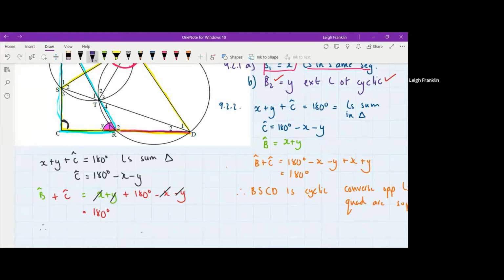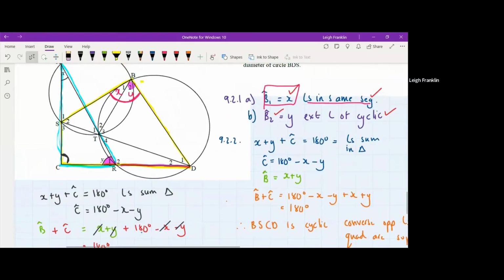Therefore, BSCD is cyclic, and that's because of the converse of opposite angles of a cyclic quad. Because I was able to show that the opposite angles of the quad add up to 180, it proves that the quad is cyclic. It's not given that it's cyclic, we have proved it's cyclic. So we've proved that it's possible to draw a circle through B and D and C and S.